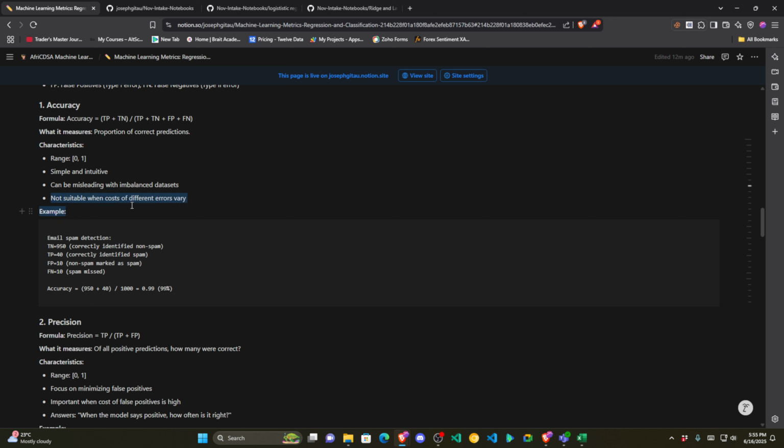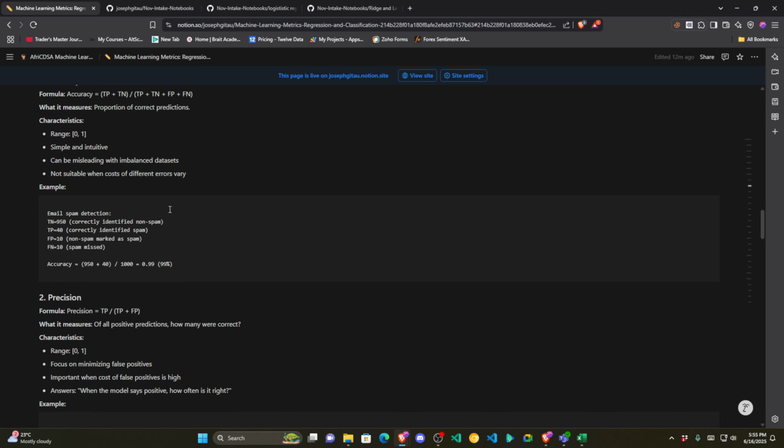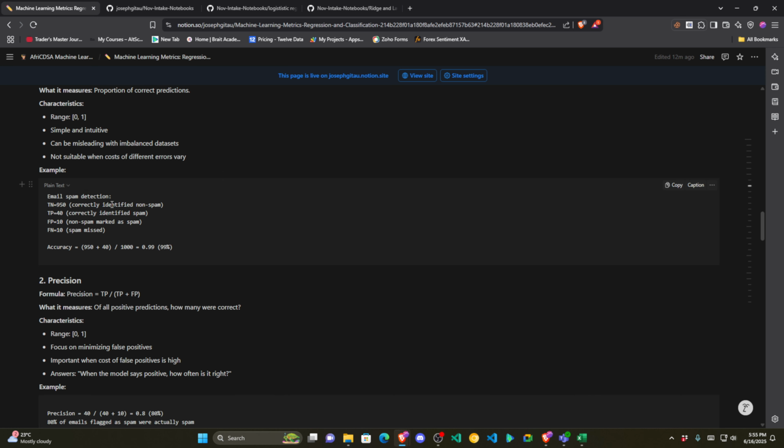It's also not suitable when the costs of different errors vary. So this is an example: predicting email spam. If most of the emails are not spam, then you will have a 99% accuracy.